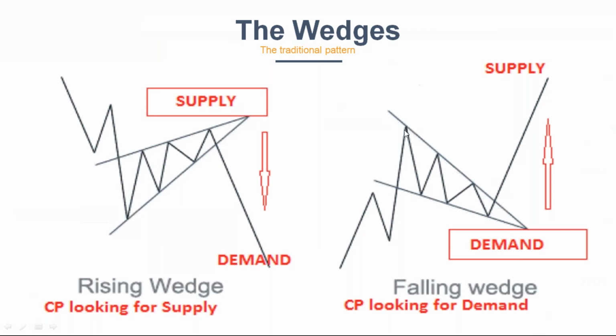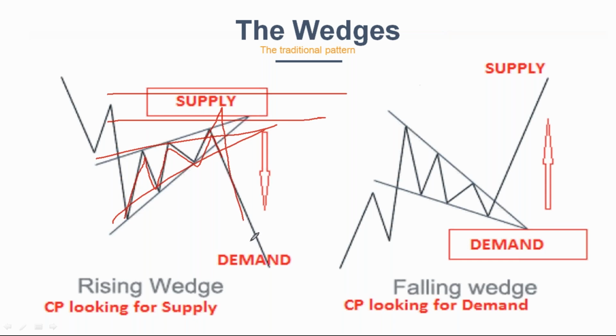How many of you know this pattern, wedges? How many pattern traders are there? How many of you trade patterns? Every pattern is also a price action behavior. When price is going like this, what is happening? It's all compression. And once it goes to a particular point called a zone, the price goes to that supply zone, it has to fall.